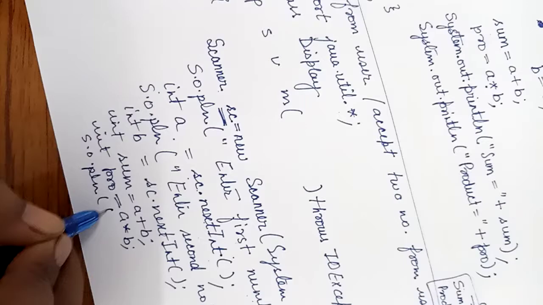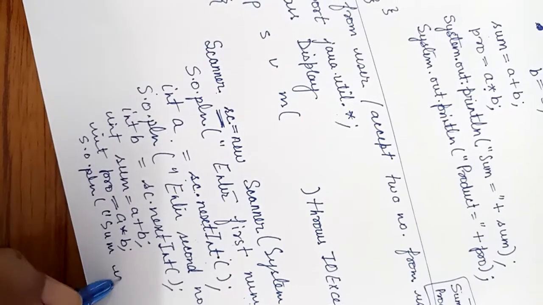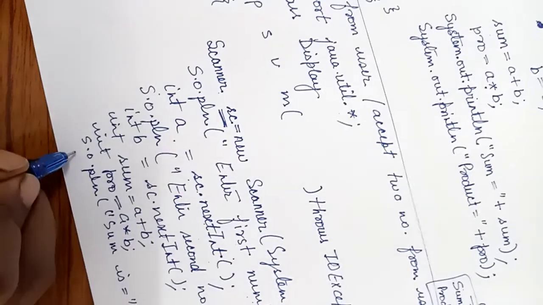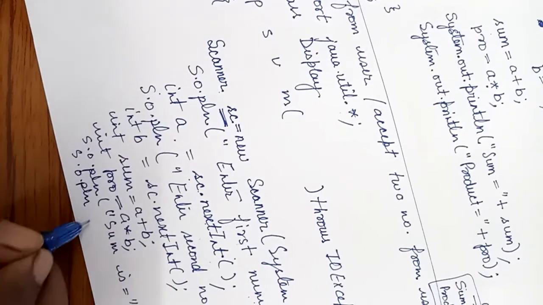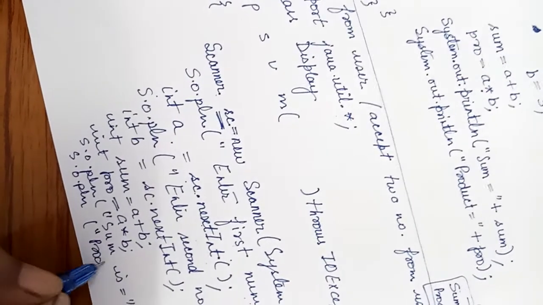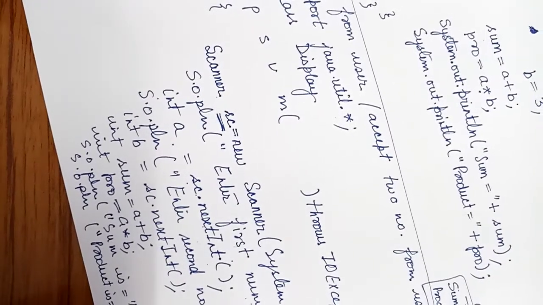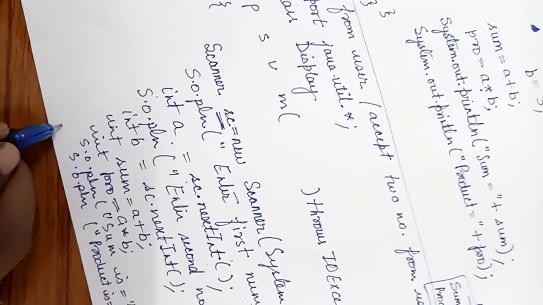System.out.println, sum is equal to sum, System.out.println, product is equal to pro. Function closed, class closed.